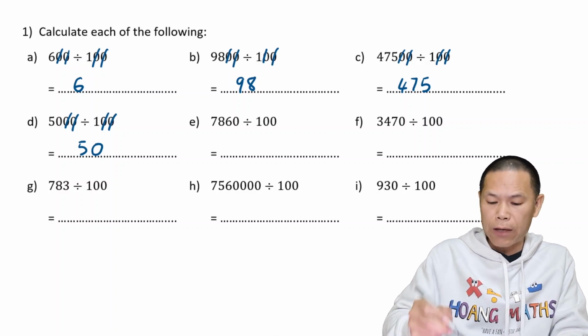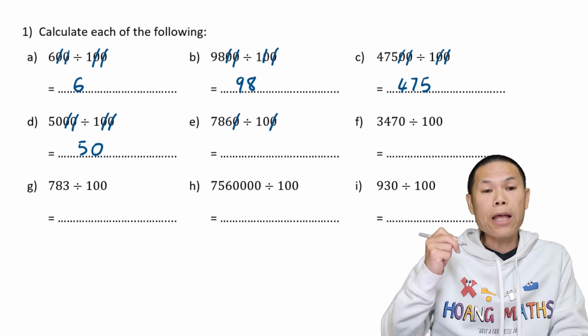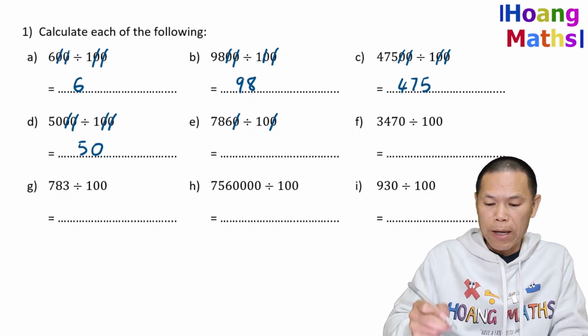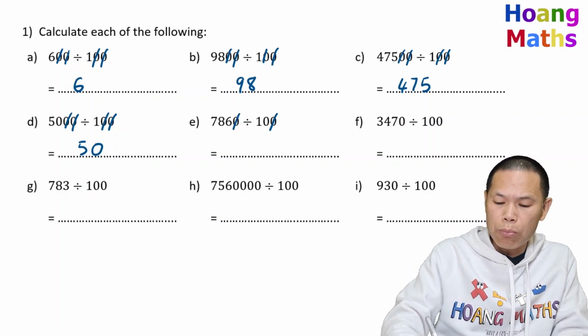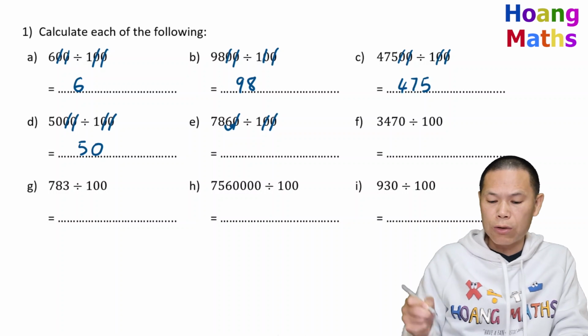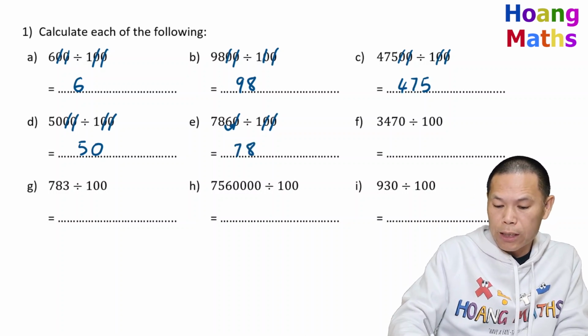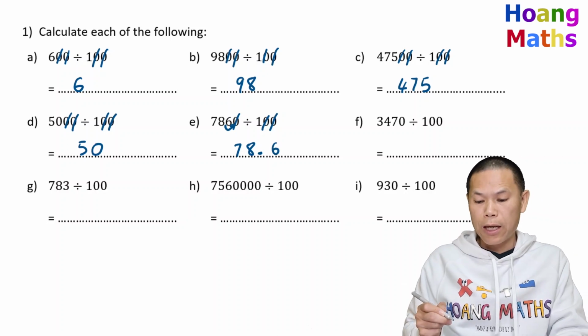Part E, 7,860 divided by 100. So this 0, we cancel with this 0. So then 786 divided by 10, that means the decimal point right at the back of 6. So that becomes, cancel this 0, we move 1 unit to the left. So 78.6.